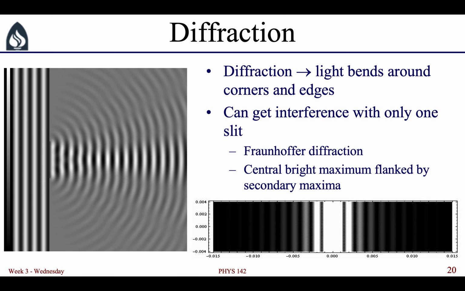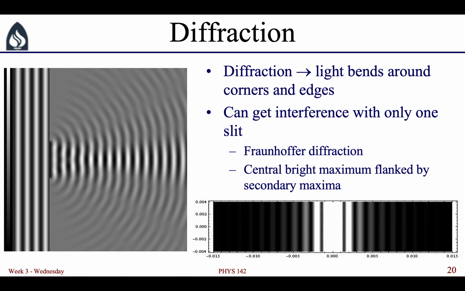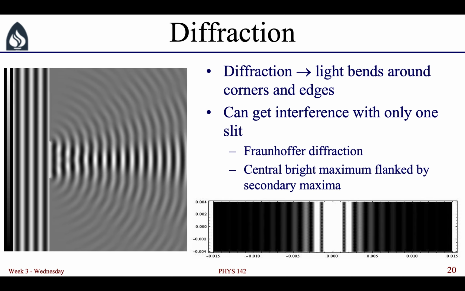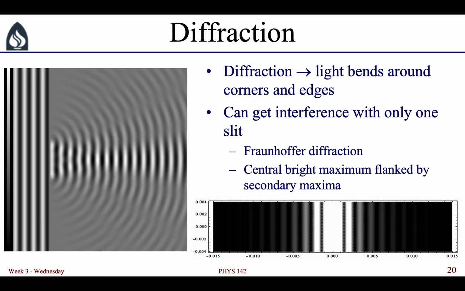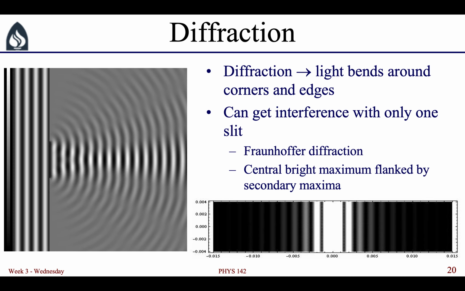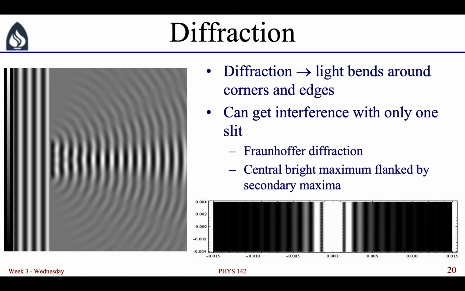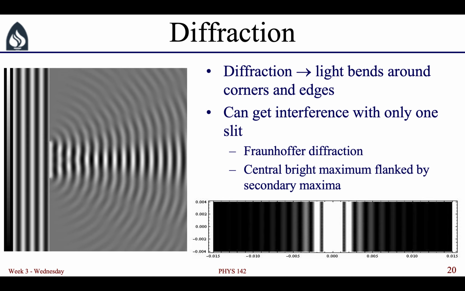Diffraction describes the property of light whereby it bends as it goes through a narrow opening. So light will bend around corners and edges. This is a generic property of waves. If you have water waves that pass through a narrow opening, you'll see the water waves bend as they go through the opening. Because of this diffraction, you can actually get an interference pattern with only one single slit.